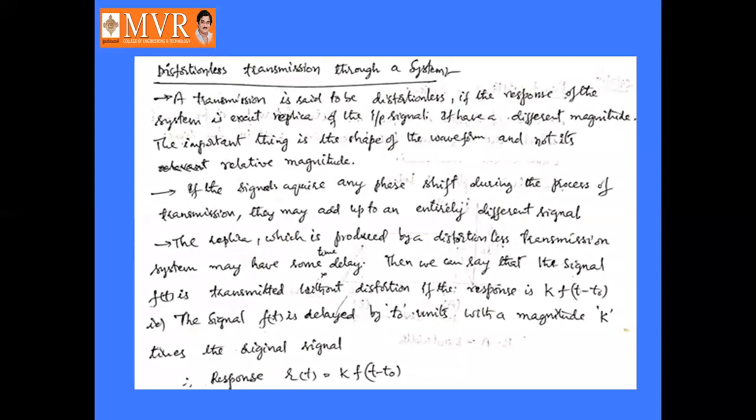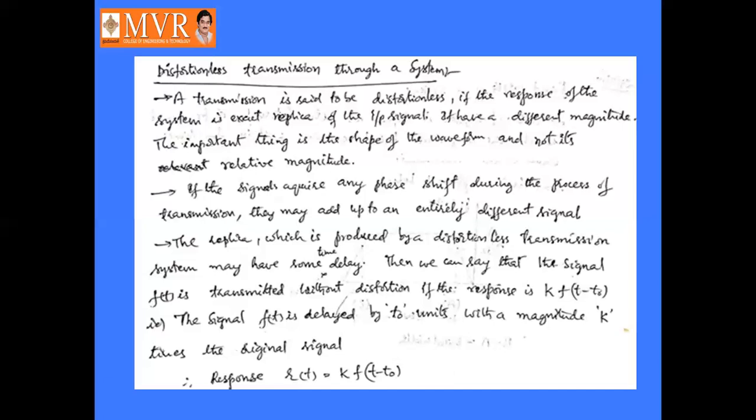If the signal acquires any phase shift during the process of transmission, they may add up to an entirely different signal. The replica, which is produced by the distortionless transmission system, may have some time delay. Then we can say that the signal f of t is transmitted without distortion if the response is k f of t minus t naught. That is, the signal f of t is delayed by t naught units with a magnitude k times the original signal, that is represented as a response r of t equal to k into f of t minus t naught.